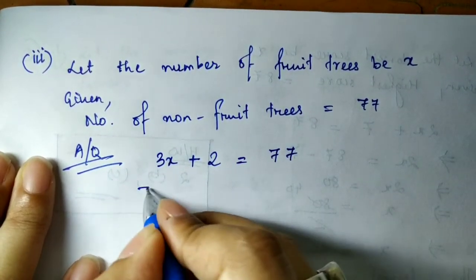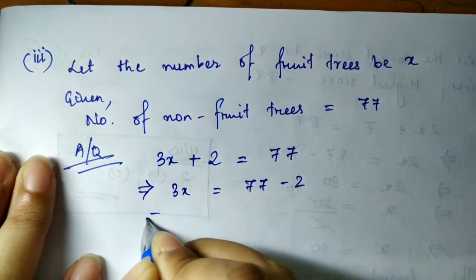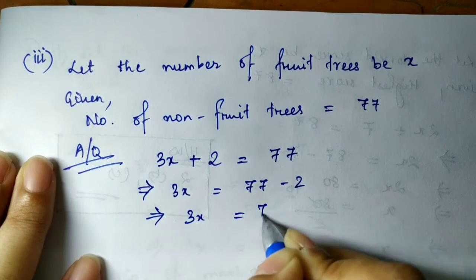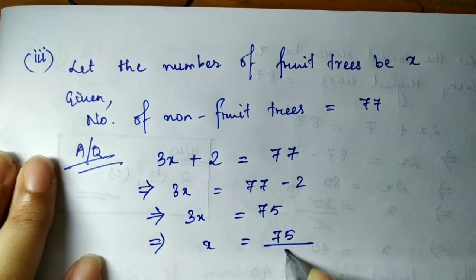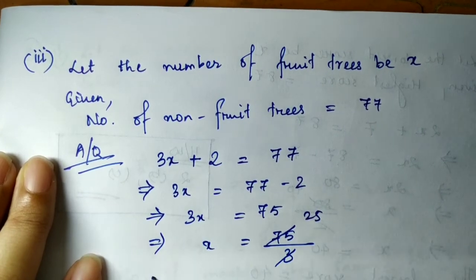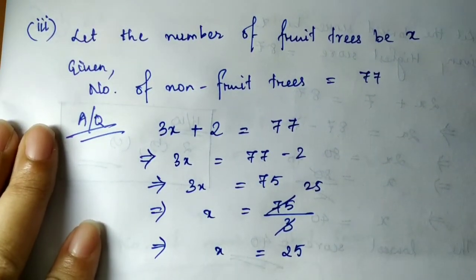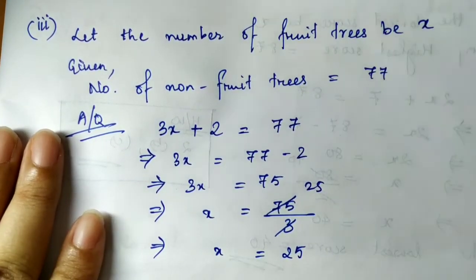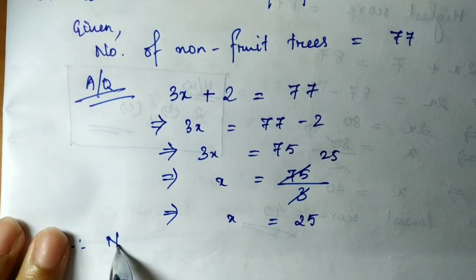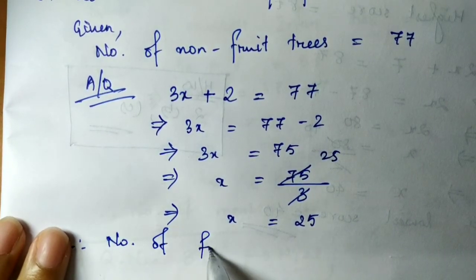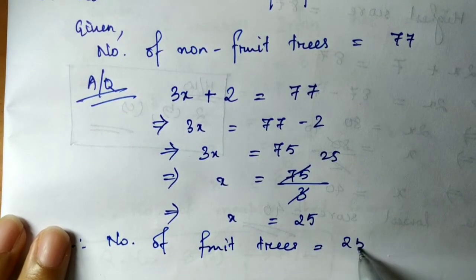Let's solve it. 3x equal to 77 minus 2. 3x equal to 75. x equal to 75 by 3, 25. So this implies x is equal to 25. Sorry about this. So what is x? x is the number of fruit trees. Therefore, the number of fruit trees is equal to 25.